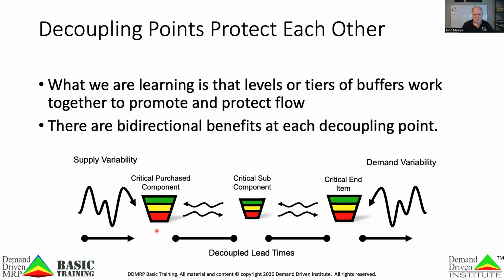And because we have inventory here, this critical subcomponent in the middle can have less inventory as well. So we protect each other because our decoupled lead time in between the buffers is what helps us to size the buffer. And if we can reduce those decoupled lead times, we will reduce the amount of inventory that we need to hold at each one of those locations.